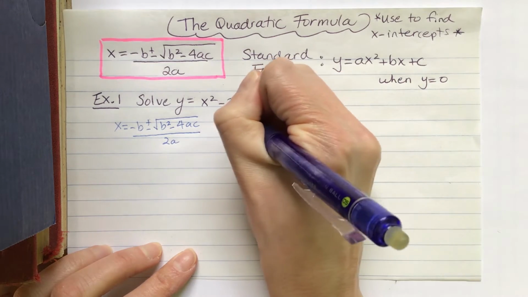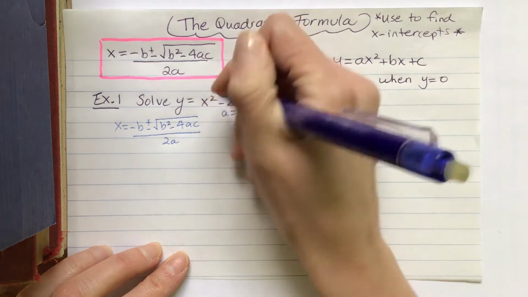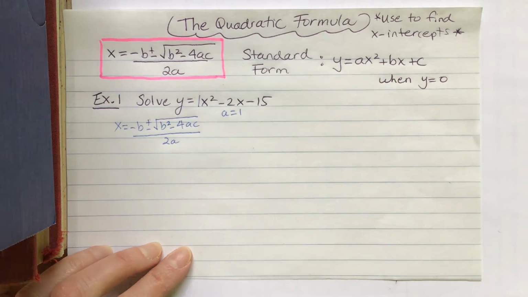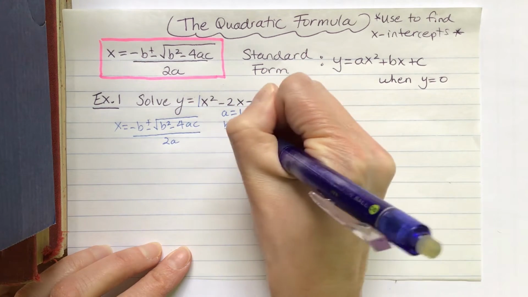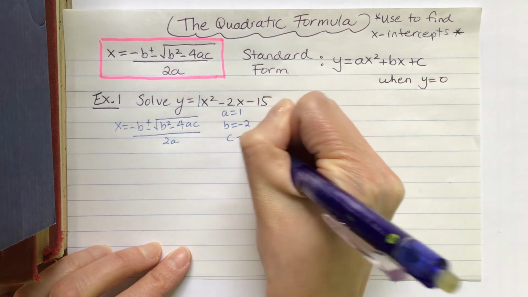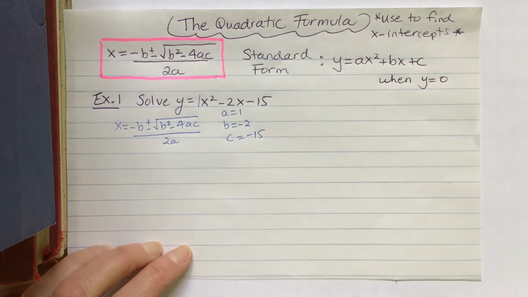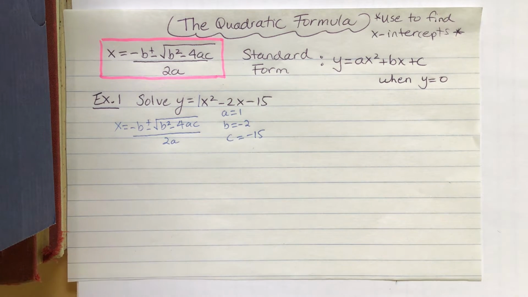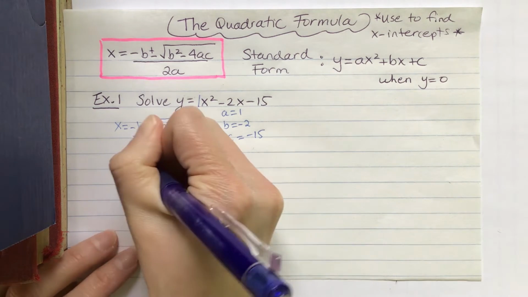So next we want to actually identify a, b, and c from our equation. So a is a positive 1, right? Because there's a little silent positive 1 there. B is negative 2, and c is negative 15. So all we're going to do is plug those into our formula.